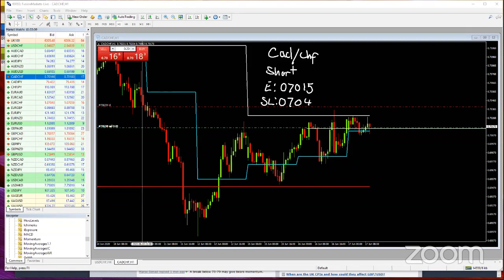Yeah, sorry to grab it there, but that weekly pivot looked like a pretty good bounce point there.